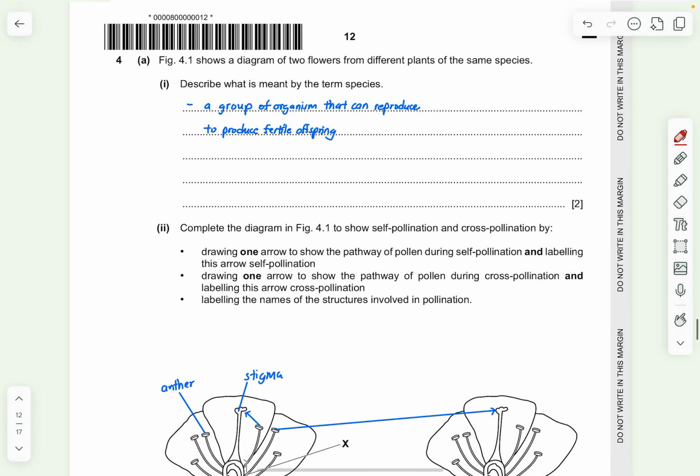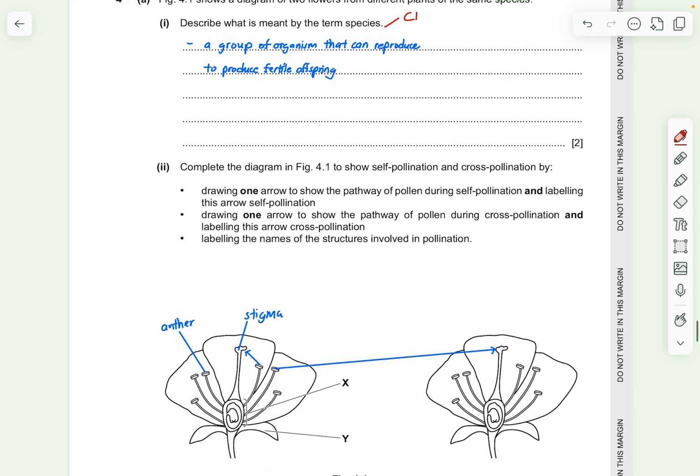Let's look at question 4. Figure 4.1 shows a diagram of 2 flowers from different plants of the same species. Describe what is meant by the term species. This you can find in chapter 1, of course. So again, it's another definition question. You must nail this properly. So a group of organisms that can reproduce to produce fertile offspring. Okay, just as simple as that.